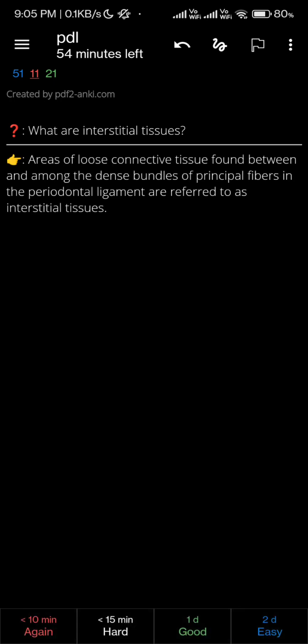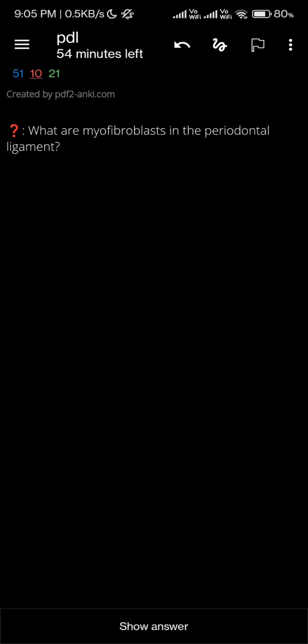What are interstitial tissues? They are present between and among the dense bundles of principal fibers. What are myofibrils? They have contractile elements like actin and myosin and provide the contractile force required for tooth movement.